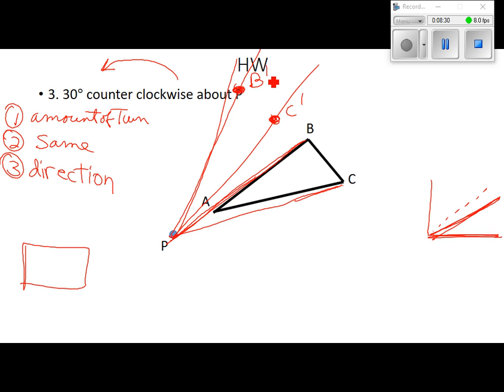A's a little easier. Bounce A off of it. It's going to come up this way, about 30 degrees. My pen quit writing. About 30 degrees. I can do it with my fingers. A prime will be somewhere about right there. What am I going to do with all 3 of those points once I have them? Connect them. Does that triangle look about the same as the original triangle? Does it look like I turned it 30 degrees counterclockwise? Yeah. Did I go the correct direction, counterclockwise? Yeah.